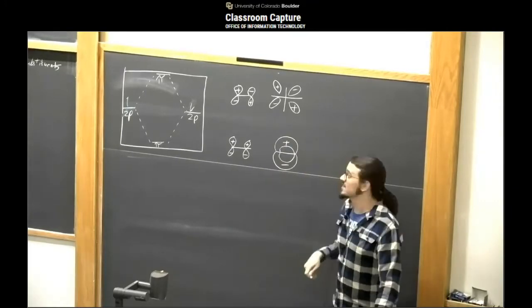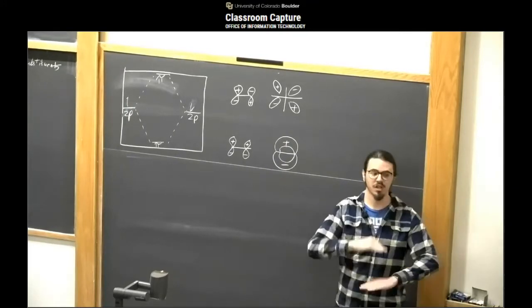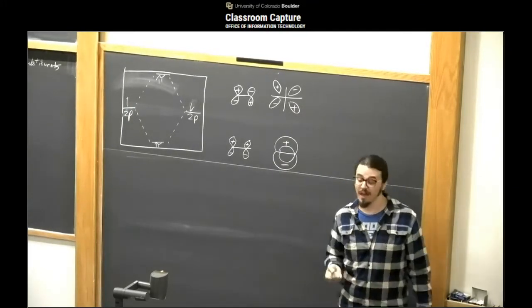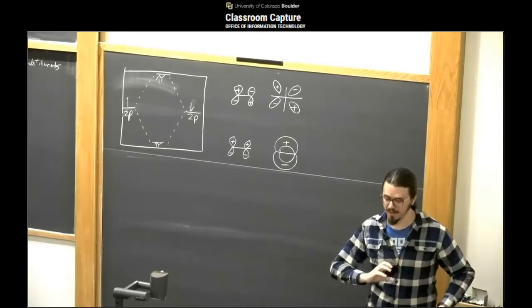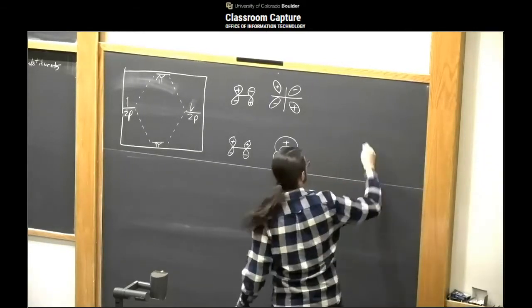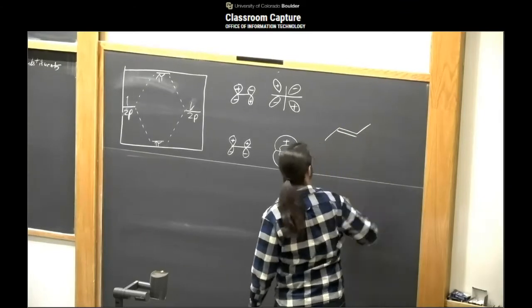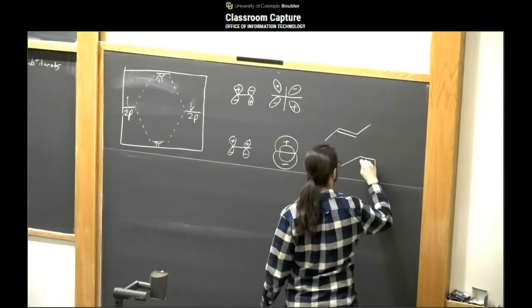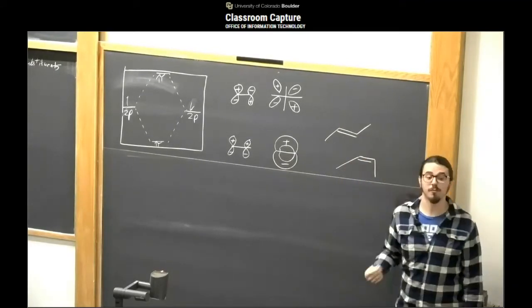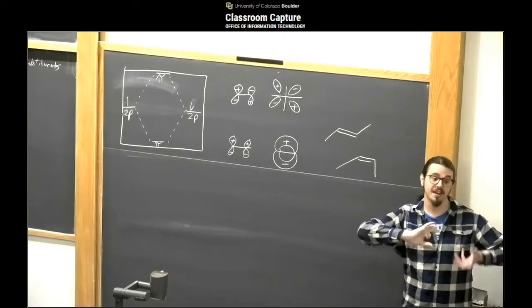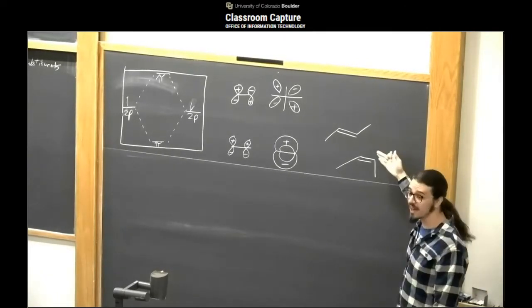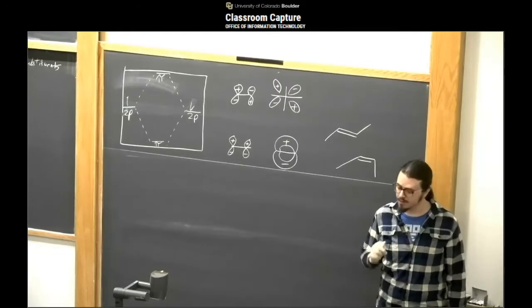Because we have the overlap of this above and below the plane of the sigma bond, that means that alkenes are not freely rotating. So if you have this alkene and this alkene, they are different molecules because we cannot rotate this group over to the other side without breaking that pi bond.